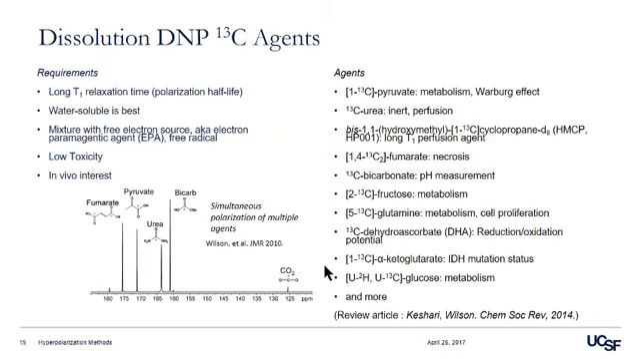Finally, one of the advantages of dissolution DNP is we actually have a large number of biologically relevant and biologically compatible agents we can polarize, so a lot of metabolites you see over here. And this is the reason why this is a successful and growing field. And I'll refer you to this review, which is relatively recent, although some more information there.